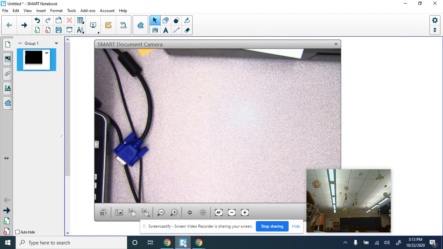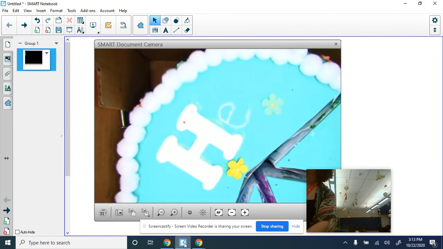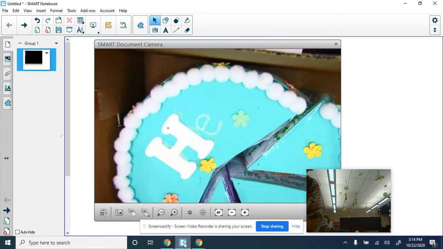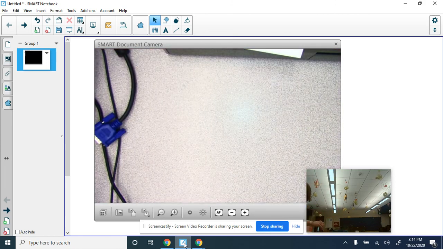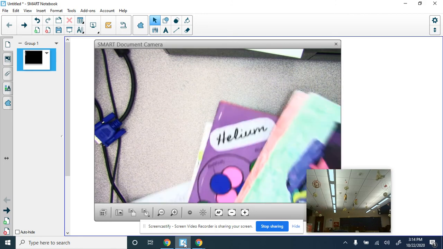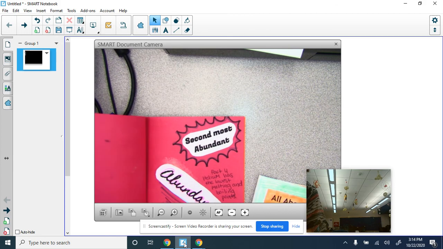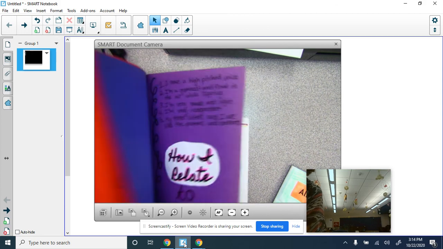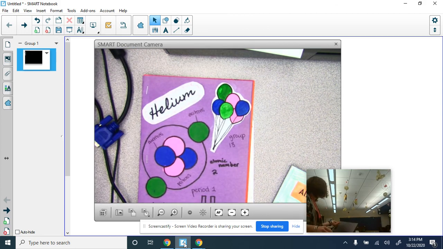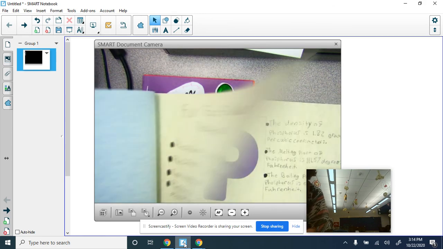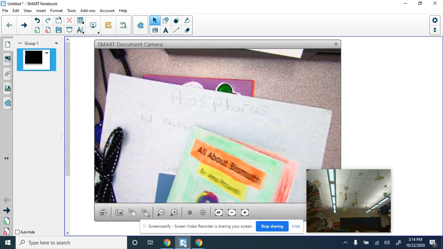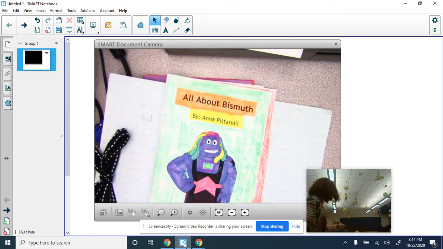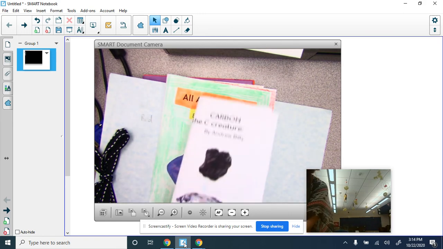I have a cake. It's a little hard to see, but here we have a cake, and as you take out the pieces, that's where all the information is. We have lots of scrapbooks. Again, it's all the stuff that you would normally put on a poster or a slideshow, just a little bit more creative and colorful. Here's another scrapbook, all about bismuth. Here's a brochure.